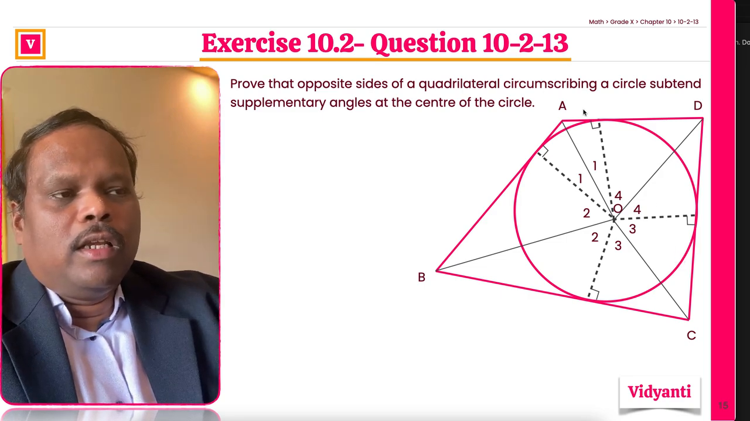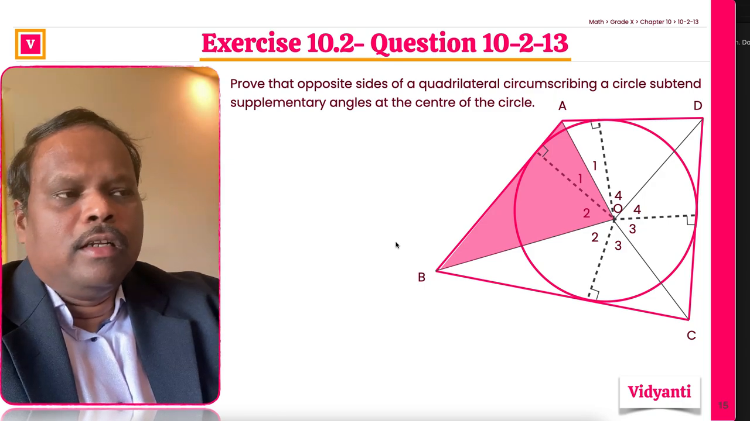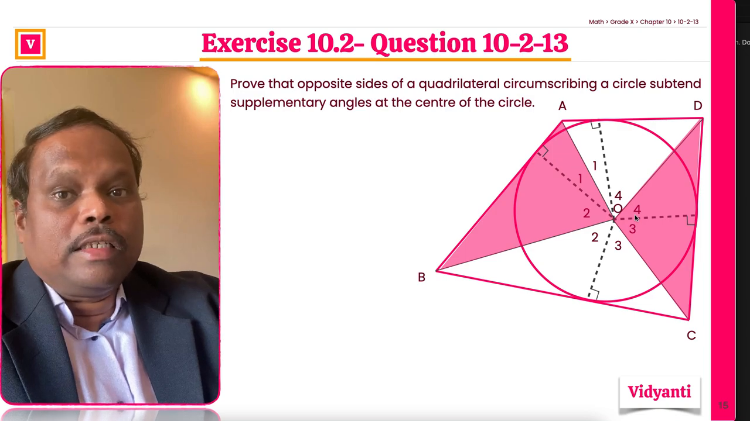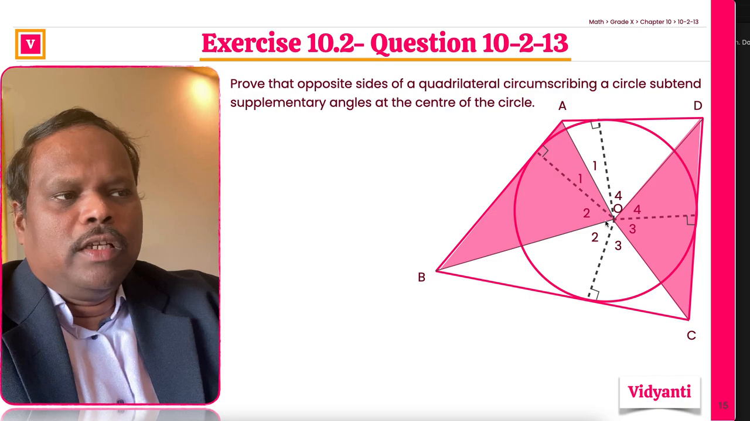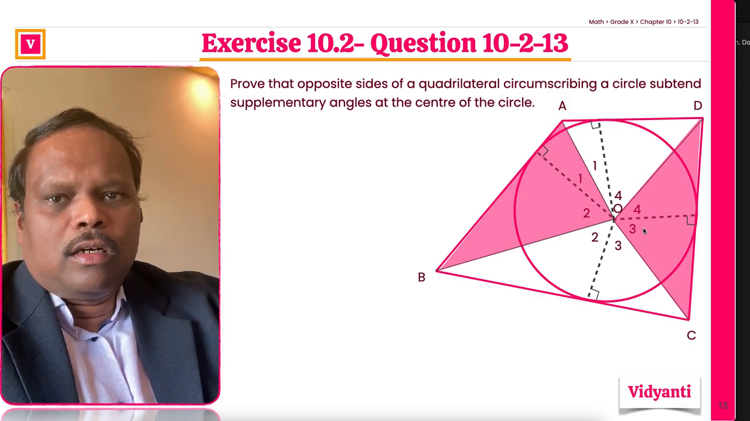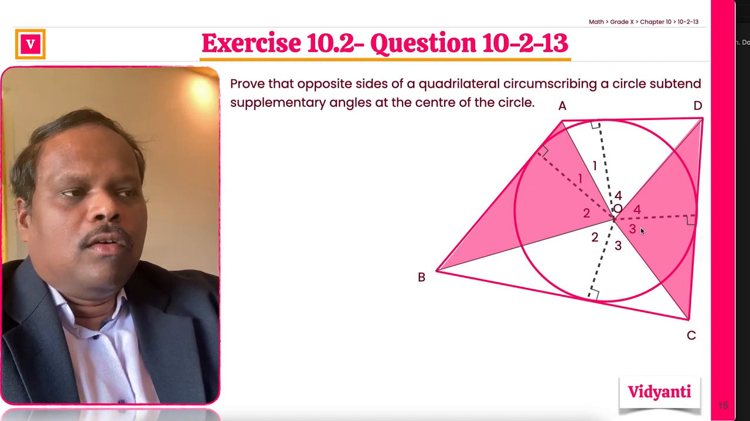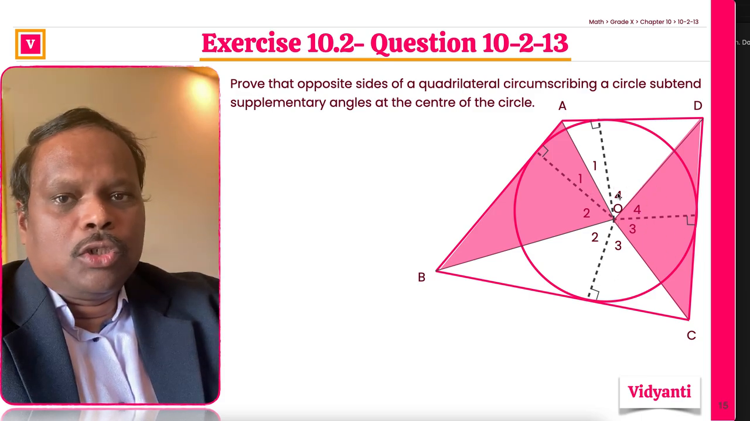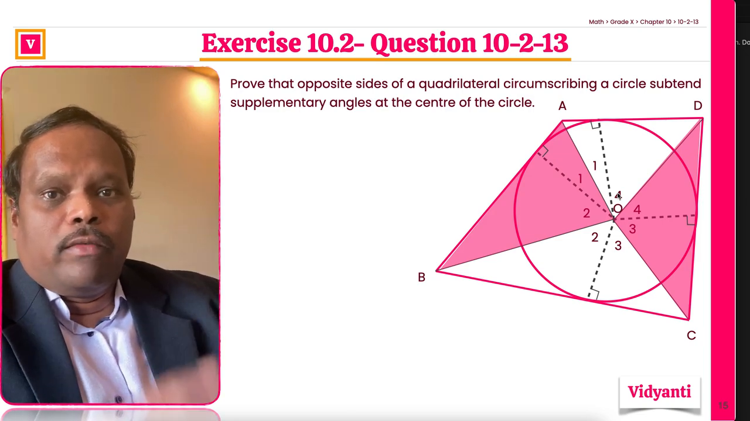Now remember, our ultimate aim is to prove AOB from this shaded triangle and DOC, which is from this triangle, they are supplementary. That means their total addition is 180 degrees. So this angle is 1 plus 2 and this angle is 4 plus 3. If they are added, that should be 180 degrees. How we can proceed? First of all angles around point O should be adding to 360 degrees because they will form a complete one revolution.